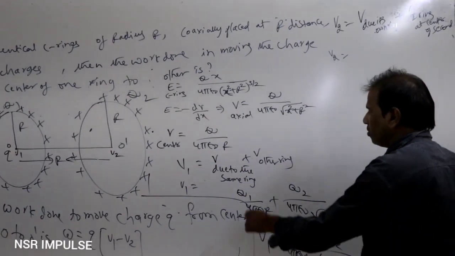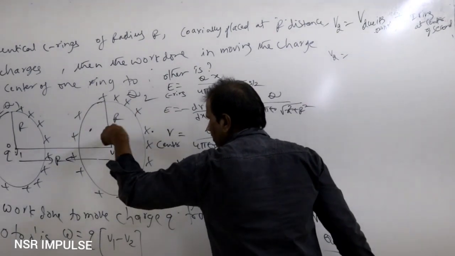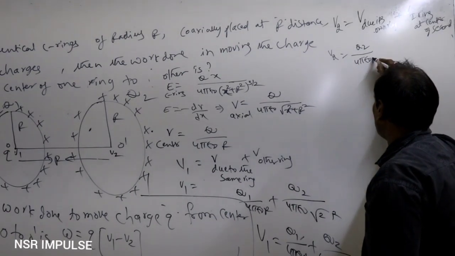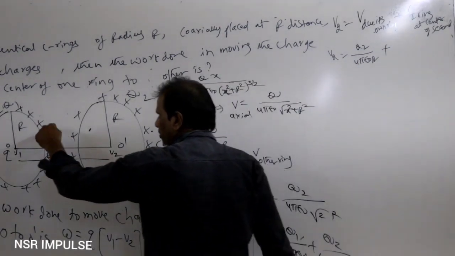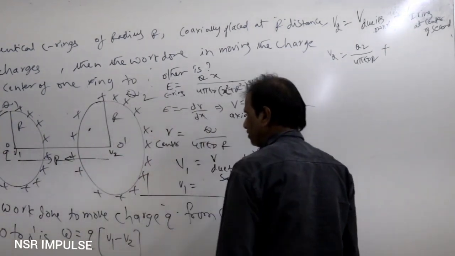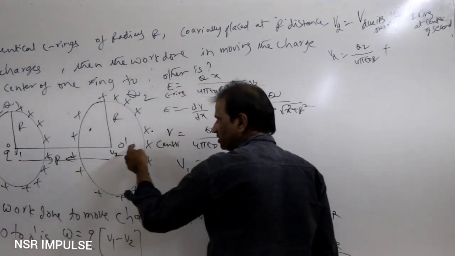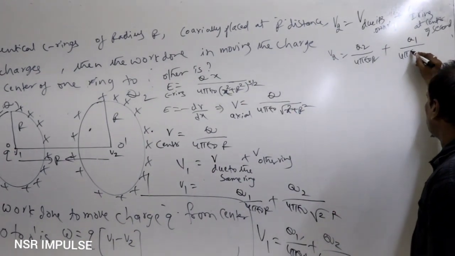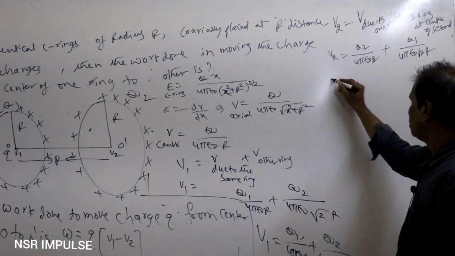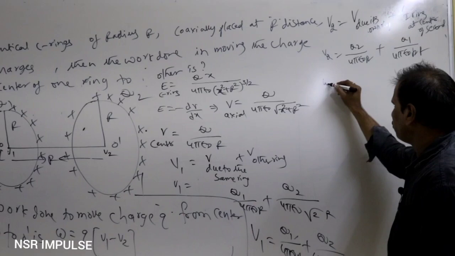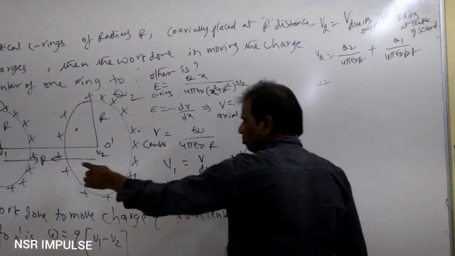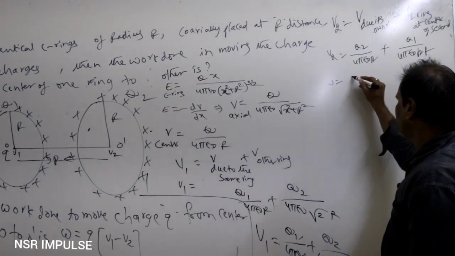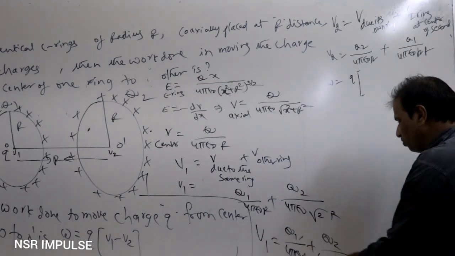So potential due to its own second ring at the center, Q2 by 4 pi epsilon naught r, plus potential due to the first ring at the center. Means this becomes which line? Axial line. So axial line of the first circular ring, Q1 by 4 pi epsilon naught root 2 r. So this is the V2. So work done is equal to moving the charge Q from here to here, which is Q into V1 minus V2.